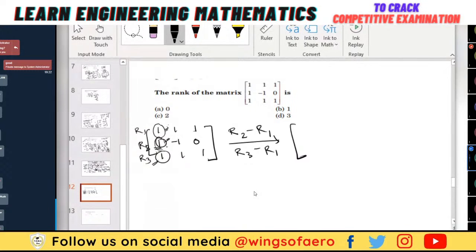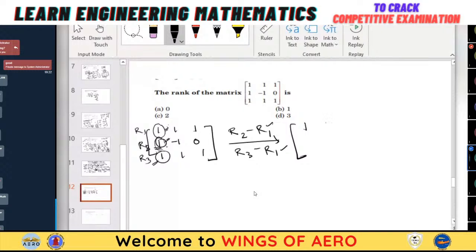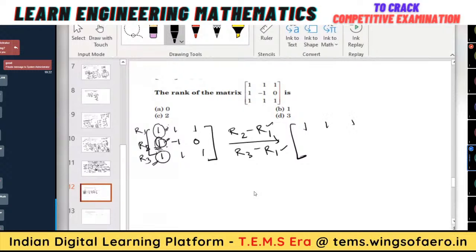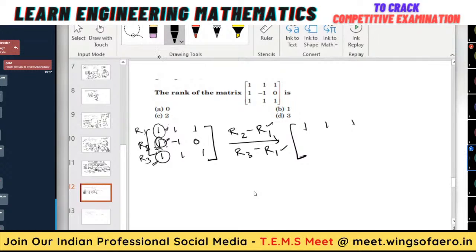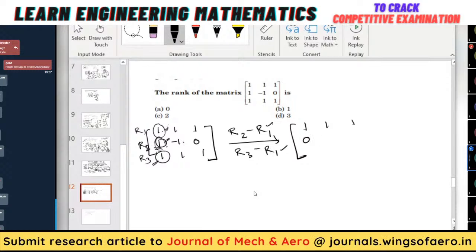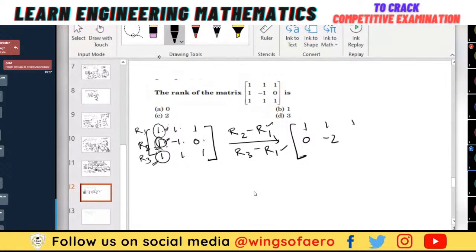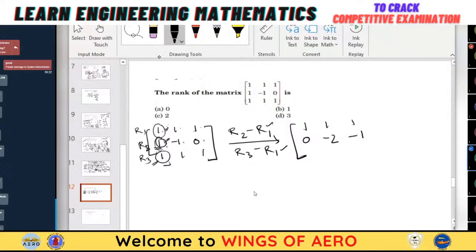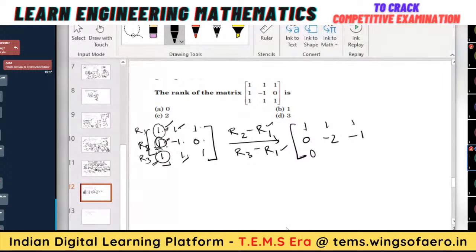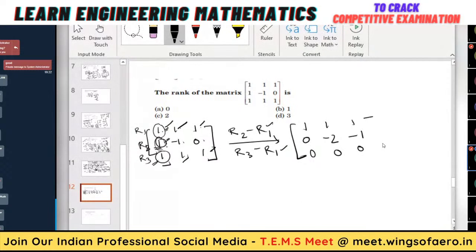R1 is fixed, so R1 is always 1, 1, 1. R2 minus R1 means we simply subtract R2 and R1. So 1 minus 1 is 0. Minus 1 minus 1, it is minus 2. 0 minus 1 is minus 1. And for R3, 1 minus 1 is 0, 1 minus 1 is 0, 1 minus 1 is 0.